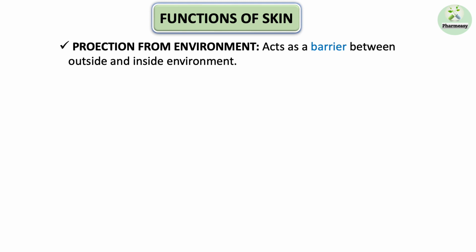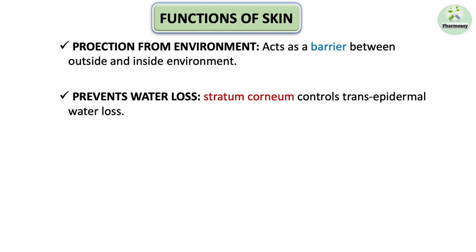Now, our next and last topic is functions of skin. As skin is the outermost layer of our body, it acts as a barrier between external and internal environment. Next point is skin prevents water loss. As stratum corneum is the uppermost layer of epidermis, it controls the trans-epidermal water loss. Many receptors are present in skin that cause sensations such as touch, heat and cold, and many other senses.